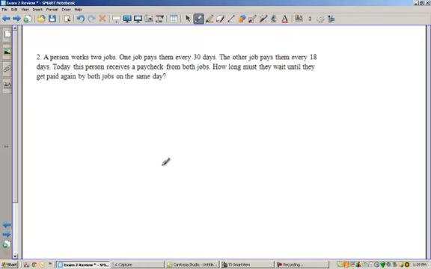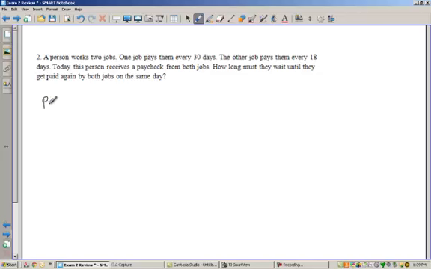On the next problem, we have a word problem, and we only did one type of word problem in this chapter, and it involved the GCD and LCM. And so here a person works 2 jobs. One job pays them every 30 days. The other job pays them every 18 days. Today, this person receives a paycheck from both jobs. How long must they wait until they get paid from both jobs on the same day?